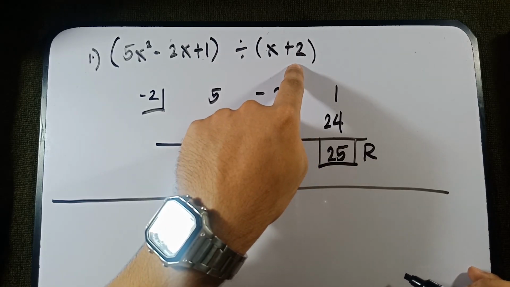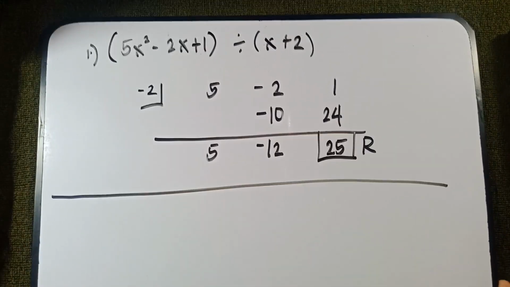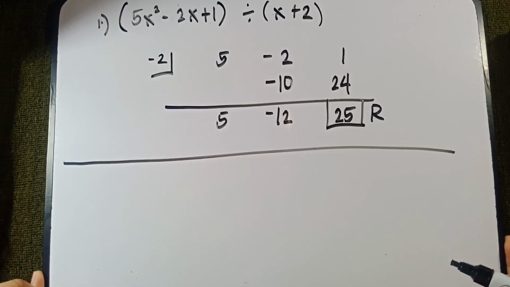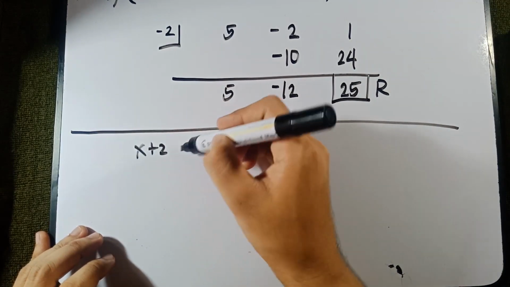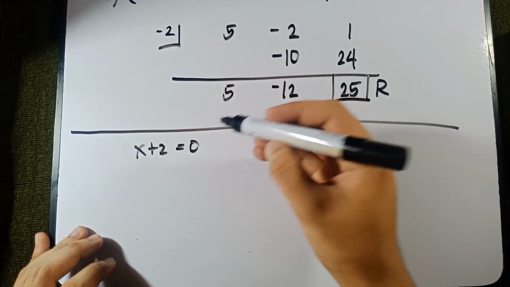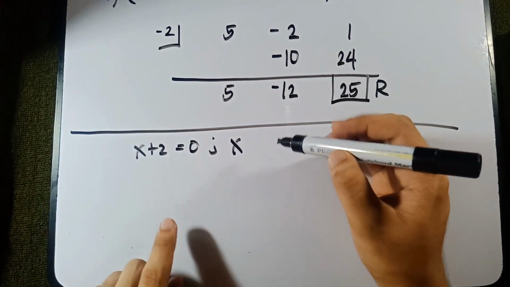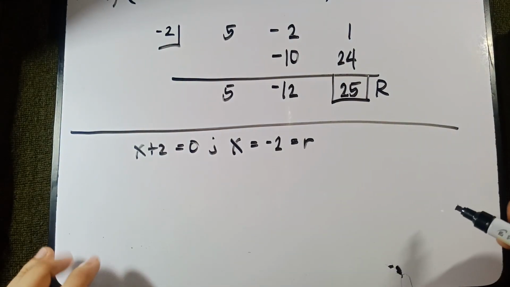Paano natin makukuha yung value ng R? That is by equating X plus 2 by 0 and then solve for X. Yun yung magiging R natin. Okay? So, X plus 2 equals 0 by transposing 2 on the other side. So, X equals negative 2. Ito yung ating small letter R.